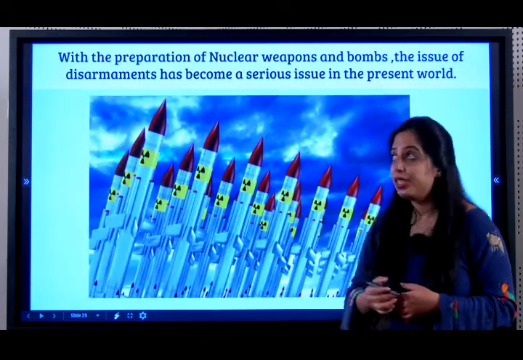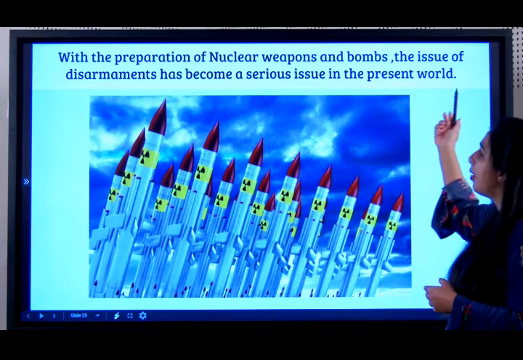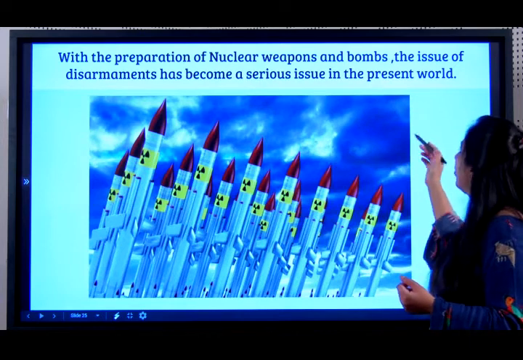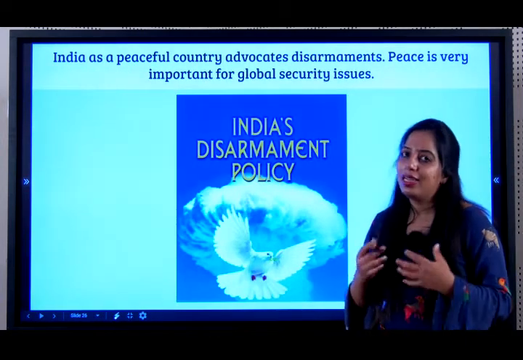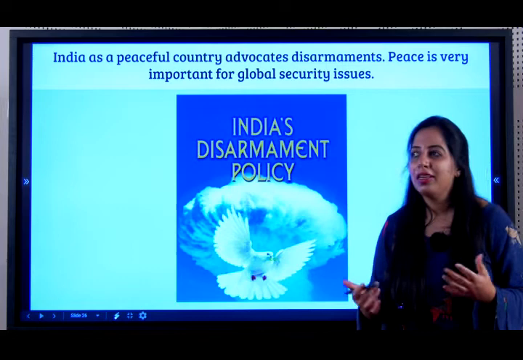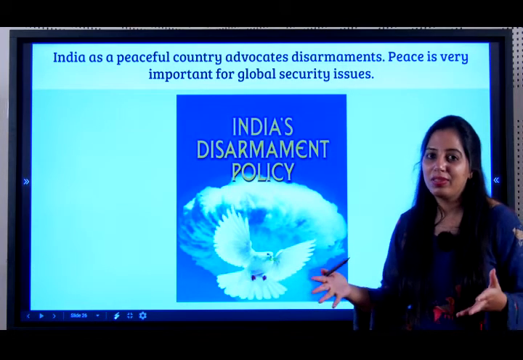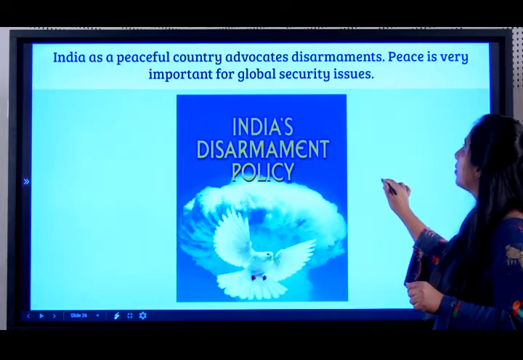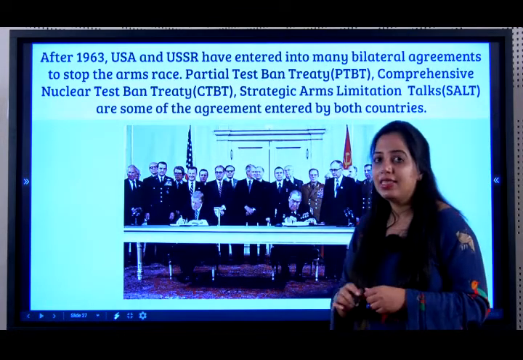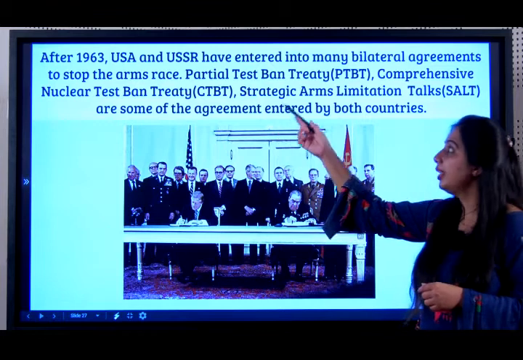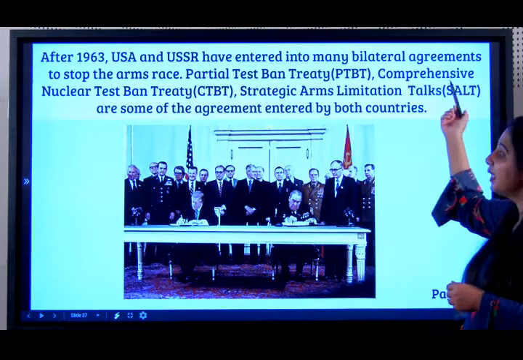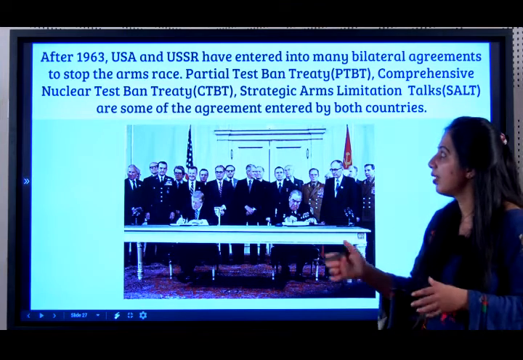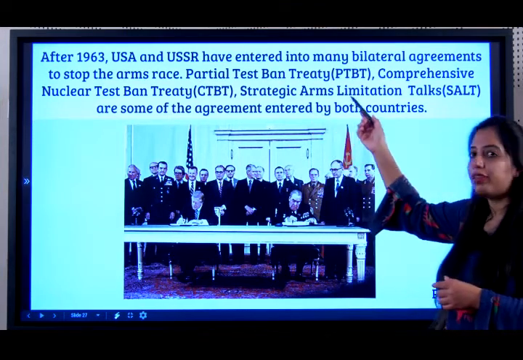With the preparation of nuclear weapons and bombs, the issue of disarmament has become a serious issue in the present world. India is a peace-loving country. So do you think we will support the arms race? No, India doesn't support the arms race. After 1963, USA and USSR have entered into many bilateral agreements and they have committed that they also won't do an arms race. Partial test ban treaty.